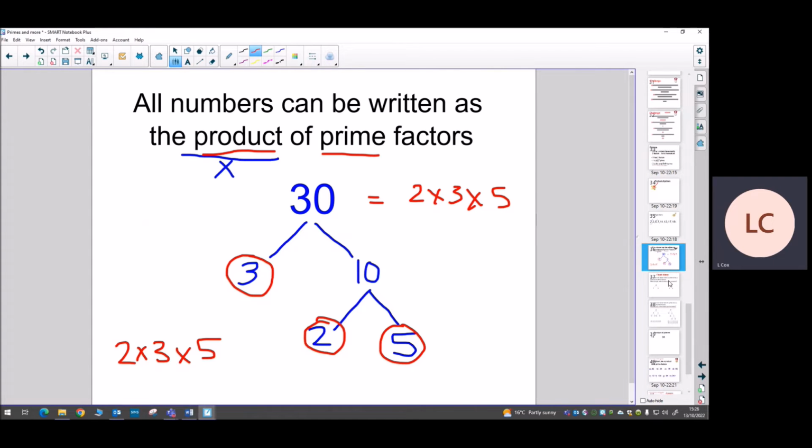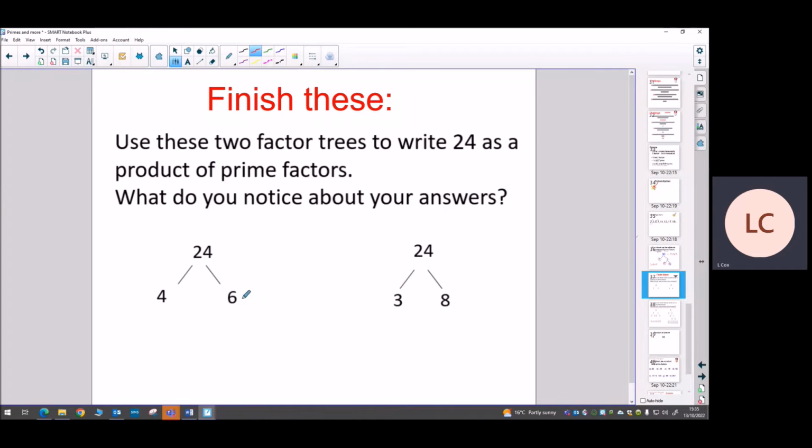Right, don't write these next ones down, just watch again. We've got 24. 4 times 6 is 24. But these are not prime numbers, so I've got to keep going. What do I need to do to times to get to 4? 2 times 2. They are primes, so I put them in circles. How do I get 6? I can do 2 times by 3. These are primes, so I put them in circles. And the answer to this one is 2 times 2 times 2 times by 3, because I've just put all of those. And because it says product of primes, product, I've got to put times there.